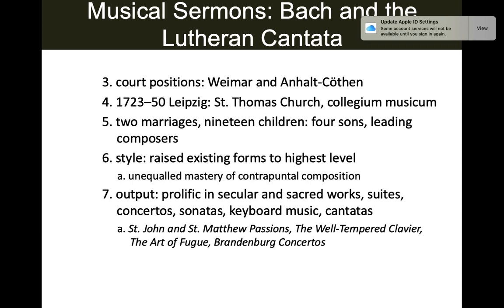His output was prolific in the secular, sacred, suites, concertos, sonatas, keyboard music, and cantatas, and he's well known for the St. John and St. Matthew Passions, which are these big choral works based on the book of John and Matthew, the Well-Tempered Clavier, the Art of Fugue, which we're going to talk about in chapter 28, and the Brandenburg Concertos, which we're going to talk about later on as well.